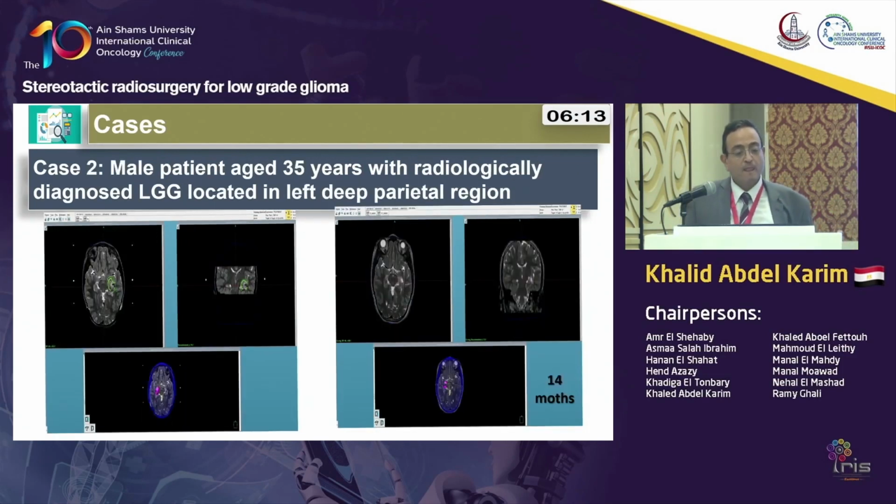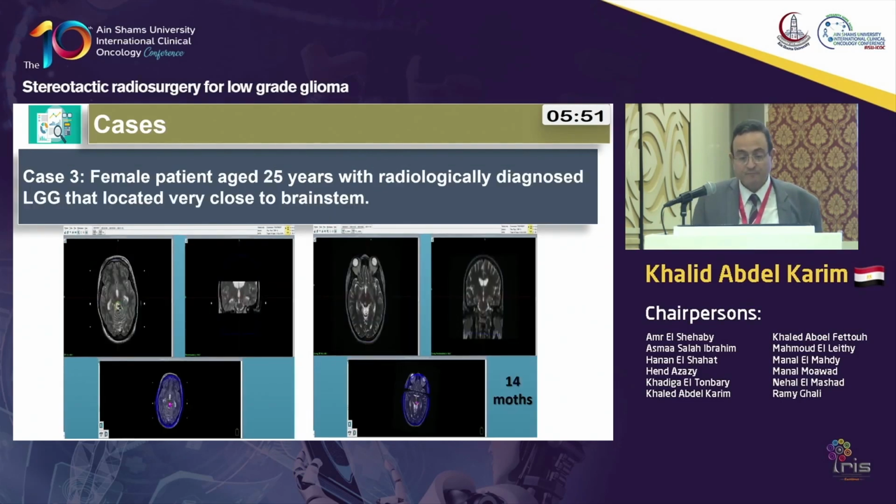Case 2, a male patient aged 35 years with radiologically diagnosed low-grade glioma in the left deep parietal region. On your left side, you can see the lesion here. And after 14 months, the lesion is smaller in size, and the edema is also smaller.